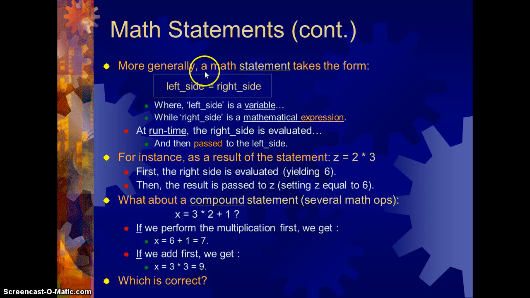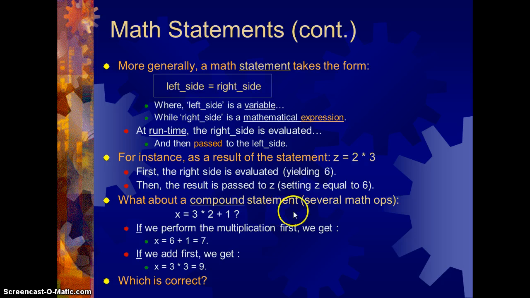So they say more generally, a math statement takes the form like this, where the left side is a variable, like x equals something on the right, while the right side is a mathematical expression, so it could be a number, but it could also be an expression. At runtime, that means when the program runs, the right side is evaluated and then assigned to the left side. For instance, as a result of the statement z equals 2 times 3 at runtime, the right side is evaluated, yielding 6, then the result is passed to z, setting z equal to 6.